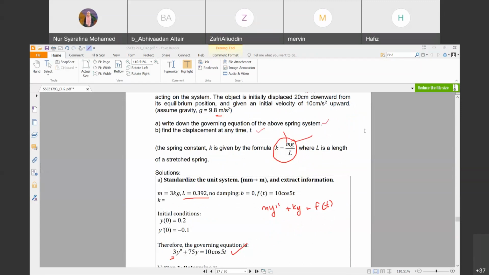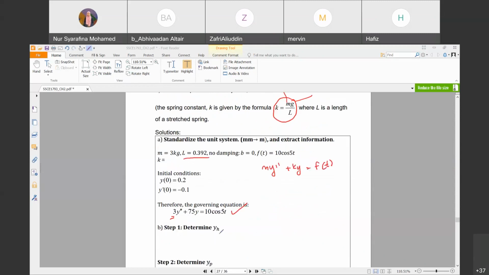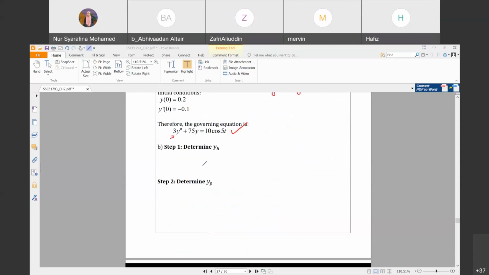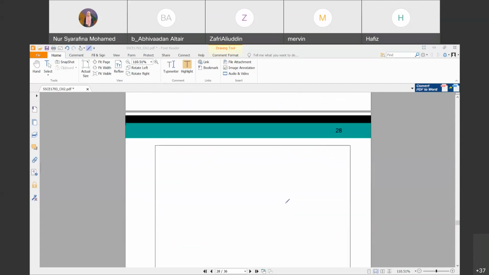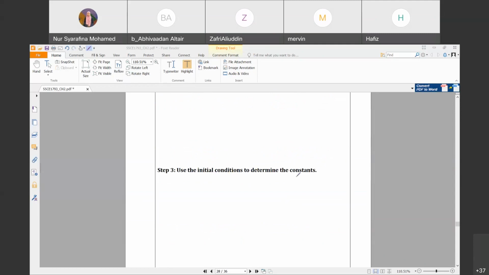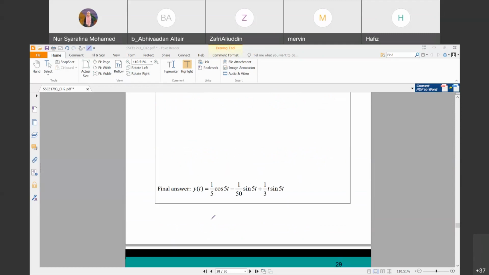Okay. So you identify what the type of vibration is and identify the information. Then once you have the equation, of course, you know how to solve it, referring to what we have learned previously. Find yH and yP, where yP is the particular integral. You can use the method of undetermined coefficients because this is cosine. Then apply the initial conditions given, and the solution is obtained.